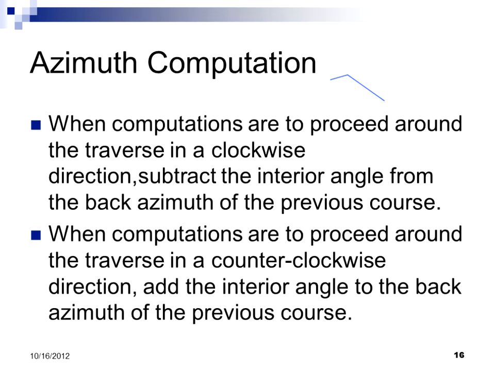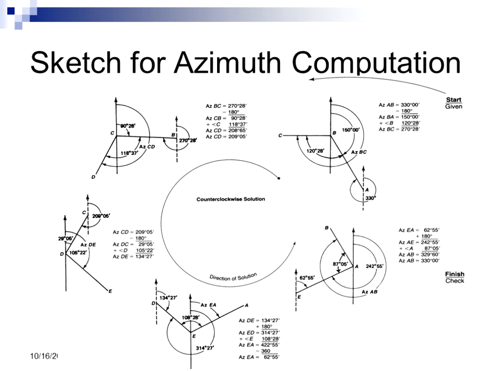Well, there's a fairly easy way to do that, and it's by calculating with azimuths. When you proceed around the traverse in a clockwise direction, so in this direction, that's clockwise, you subtract the interior angle from the back azimuth of the previous course. A back azimuth is simply a reverse azimuth. When your computations proceed in a counterclockwise direction, you add the interior angle to the back azimuth.